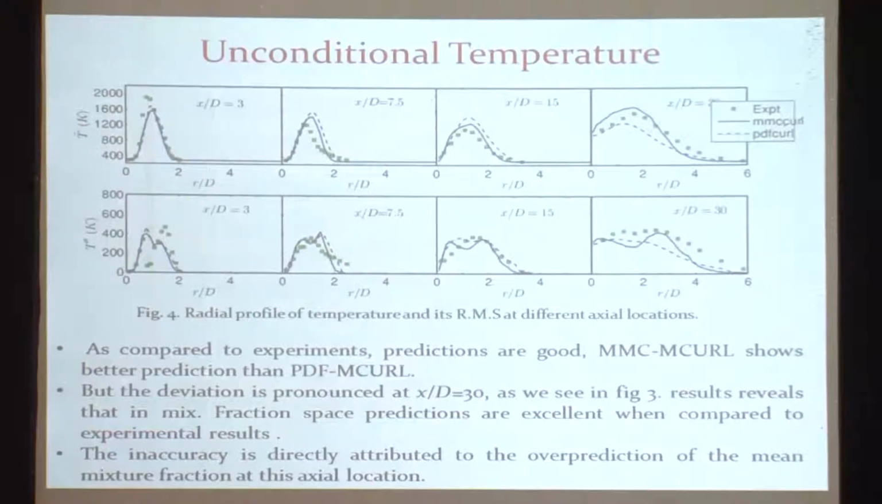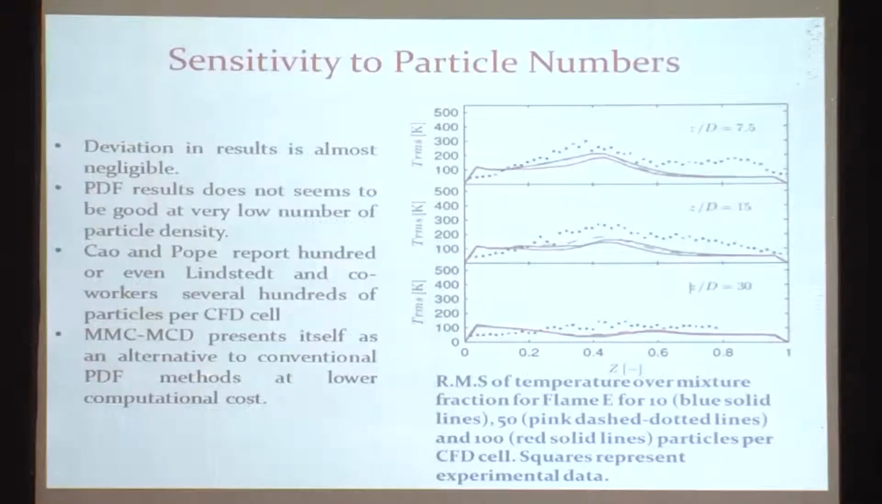Same thing for the unconditional temperature. It has been shown at different axial locations, and overall, except for one location for the RMS and the mean, at x by d 30 there are some deviations, otherwise it gives reasonably good agreement.